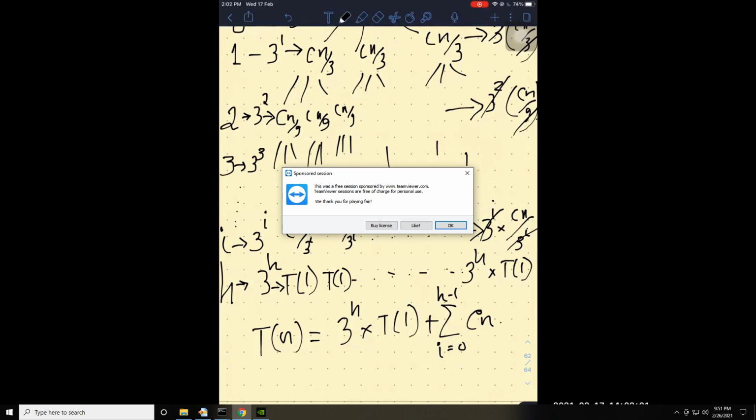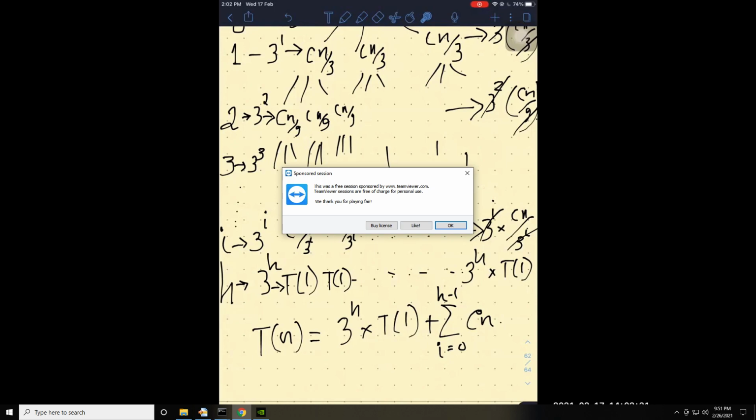Did you get h minus 1 because of T of 1? Yeah. So we assume that at level h, we are getting T of 1. So for all the other levels above that, we'll get c of n. We'll just replace this i with h minus 1. Is it clear? Okay, thank you.